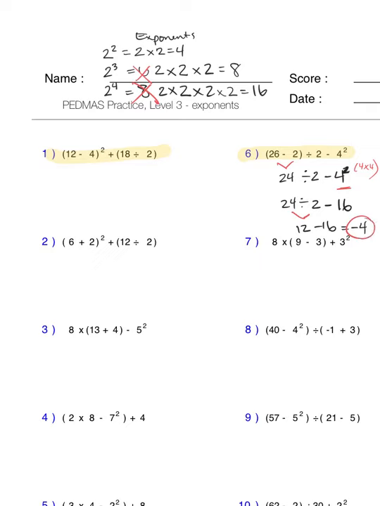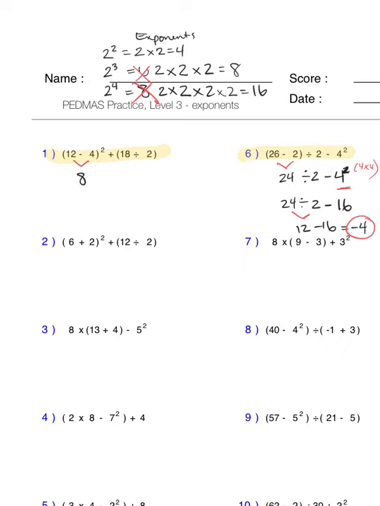So that's question 6. Now we're going to move on to question 1. And the reason why I wanted this one as well is because we have an exponent outside of parentheses. Like, what does that mean? We've never seen that before. That's okay. We're still going to follow our order of operations. And our order of operations says to do the parentheses first, not the exponents. That's okay. So we're actually going to deal with the 12 minus 4 first. 12 minus 4 is 8.